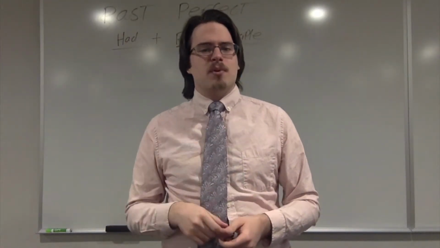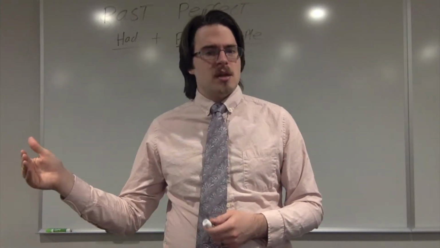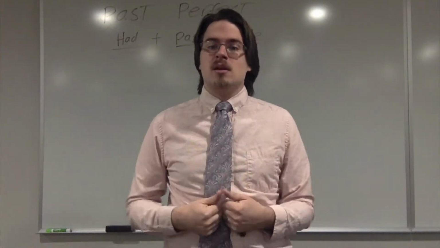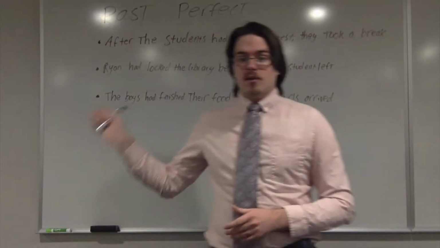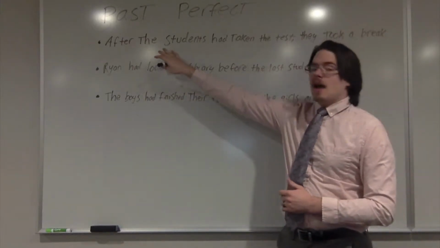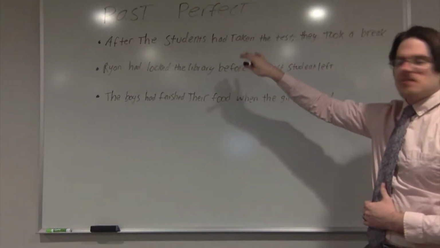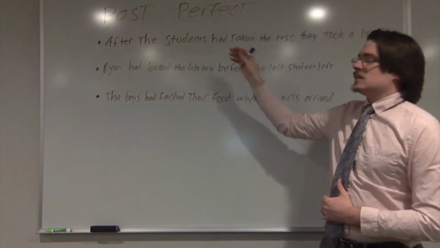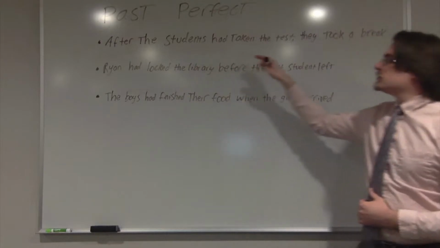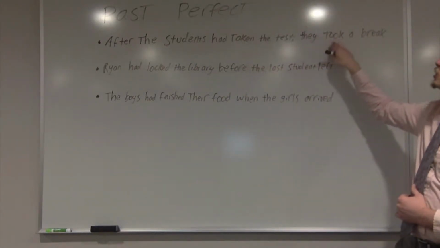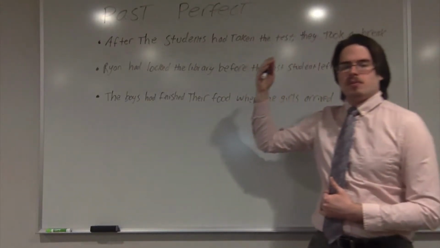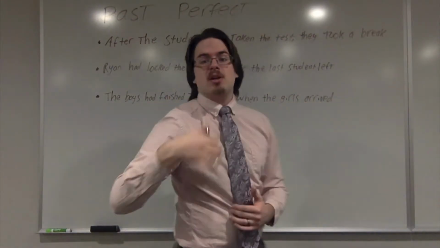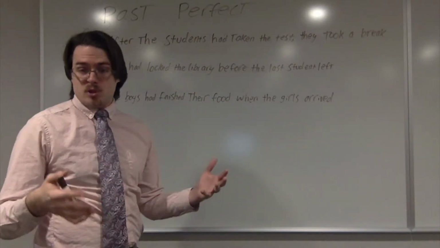So here are some examples of how the simple past tense and the perfect past tense are used together to make complex time frames. In the first example here, after the students had taken the test, they took a break. We see an irregular verb taking place here. The past tense of take is took, while the past participle is different, taken. But they're being used to convey a complex time frame of two different events.